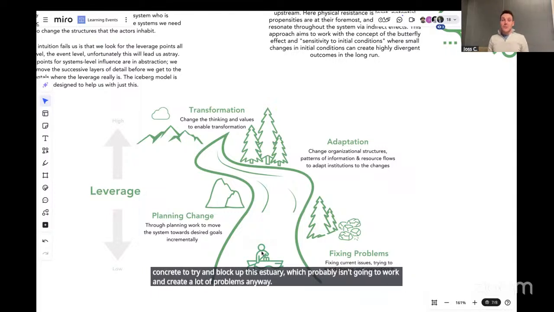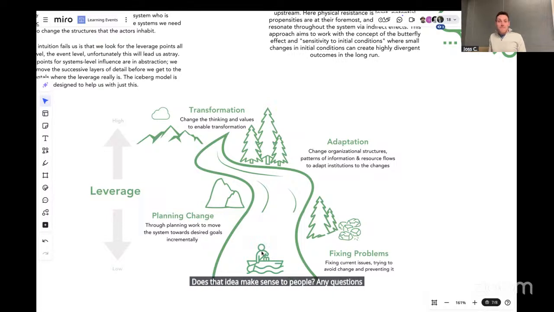Does that idea make sense to people? Any questions on that one so far? Good.